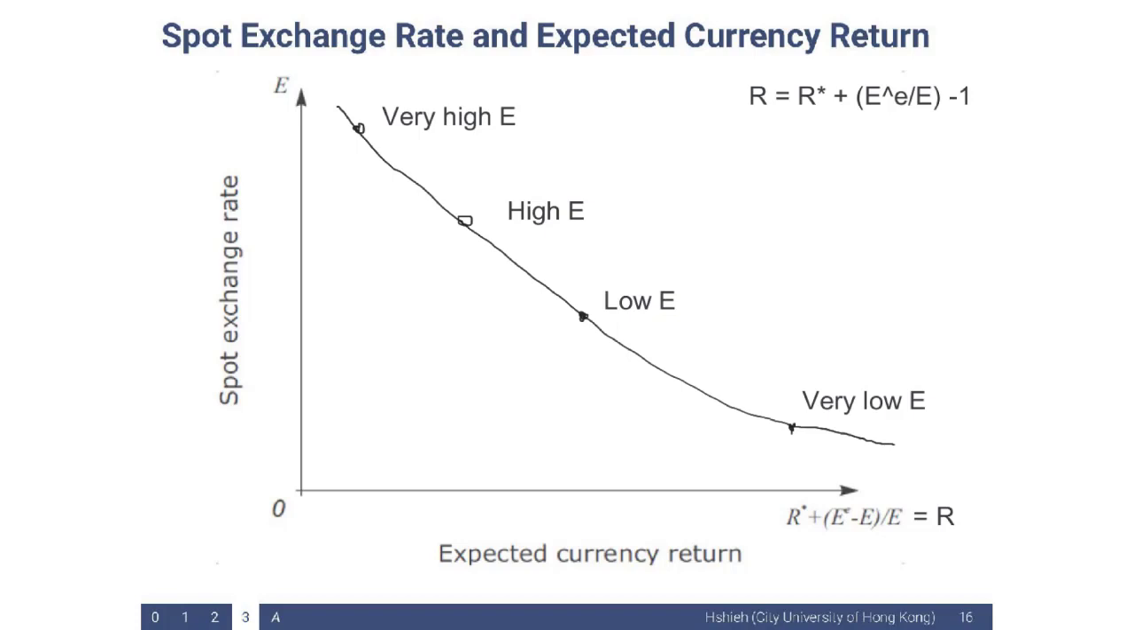So, you can verify this, just to emphasize the level of E. This is a very high E. So that means a very weak domestic currency, high E, low E, and very low E. Very low E means very strong domestic currency. Okay. And to emphasize again, this axis here is just interest rates. Yes?